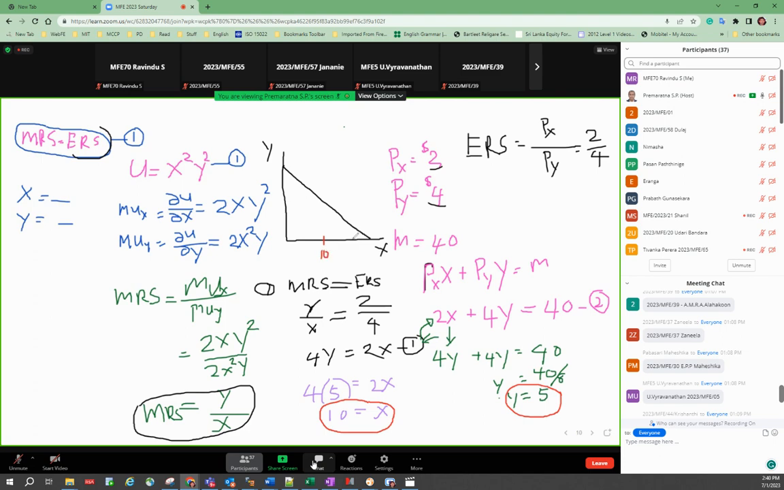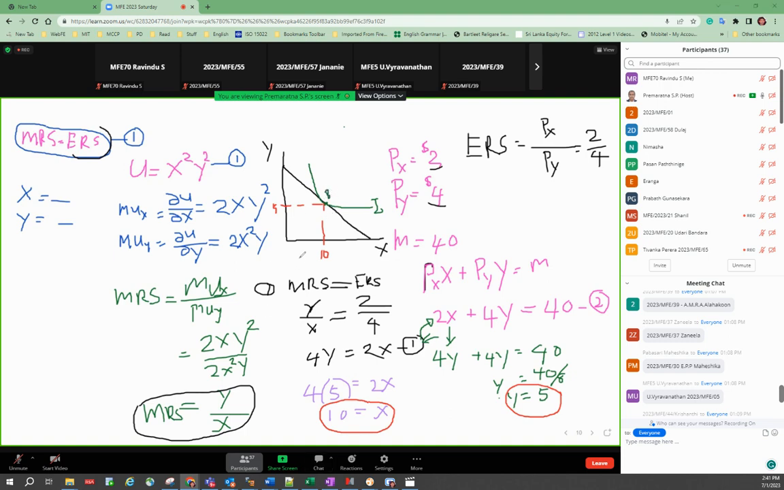From X 10 units, from Y 5 units. So if your indifference curve is also going like that, this is the level of satisfaction you get. Sorry, the indifference curve I drew is wrong. Yeah, this is point B.